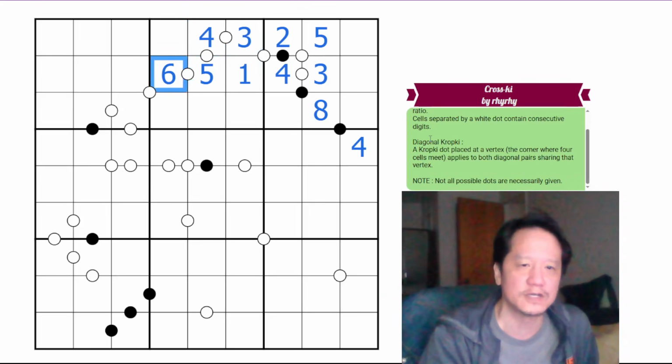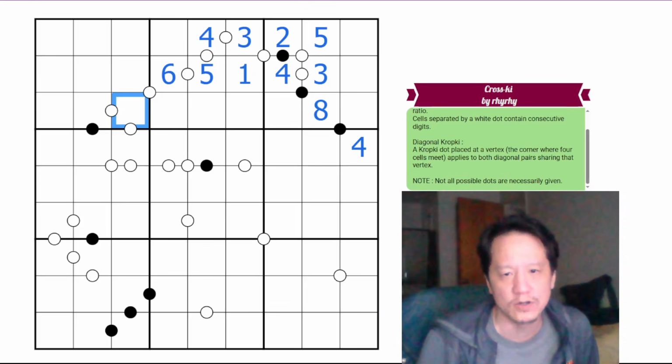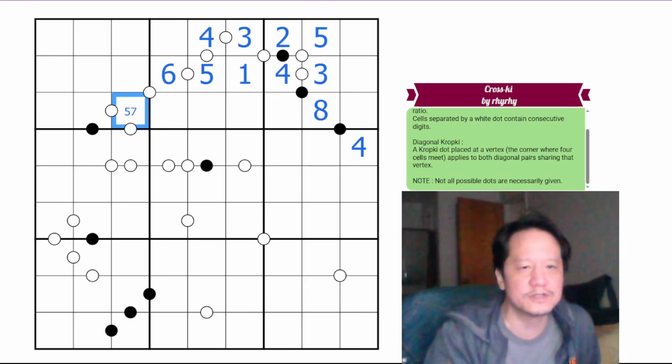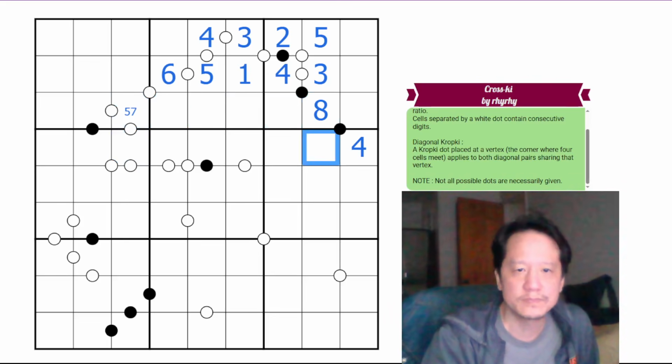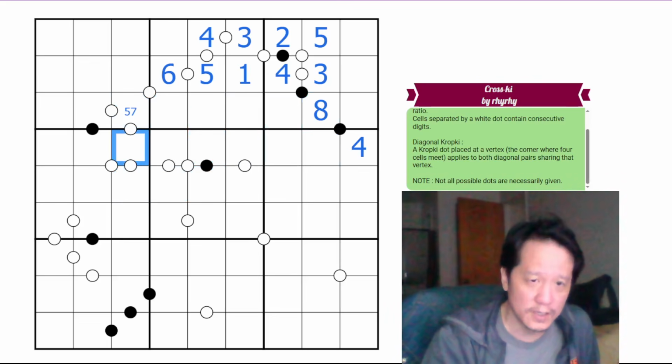6 is consecutive here, either with 5 or 7.